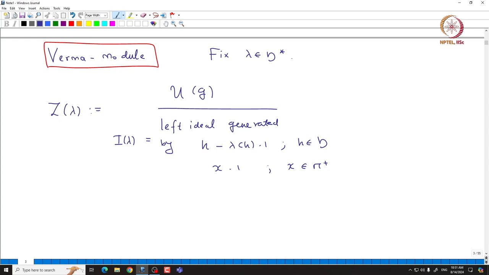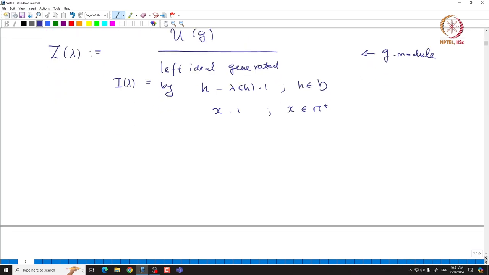It is easy to see that this is indeed a left g module. Okay, we are only concerned about left modules. So this is a g module using the left multiplication action. So it is indeed a U(g) module, but U(g) modules are the same as g modules. There is no difference. Now, using this language, you can easily see that if I call v lambda the image of 1, that means 1 plus I of lambda inside this Z of lambda, then this v lambda is indeed a cyclic generator for this module.